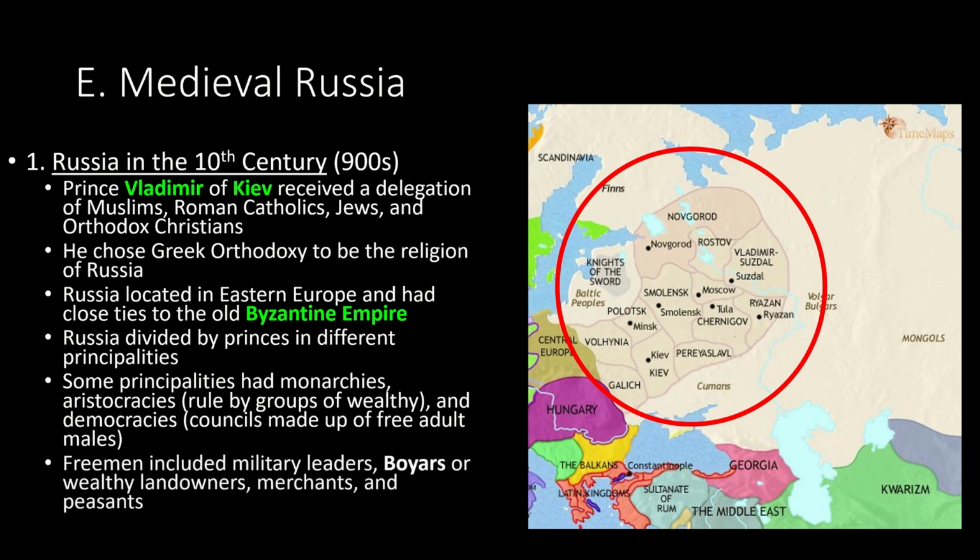Now, freemen included military leaders. There were these groups called boyars, or wealthy landowners. Guys, boyars should be highlighted yellow. I guess I missed that one.